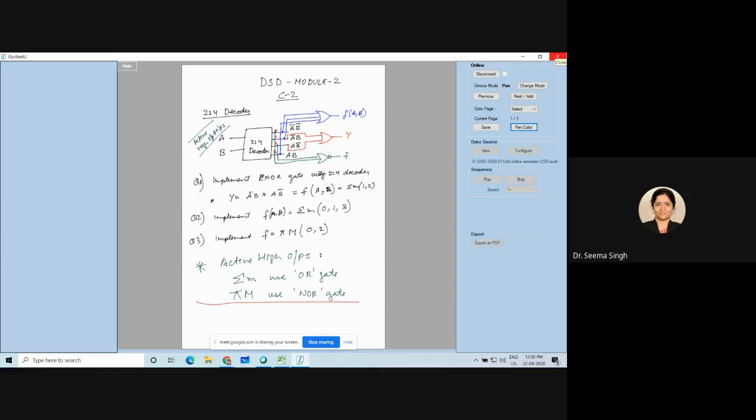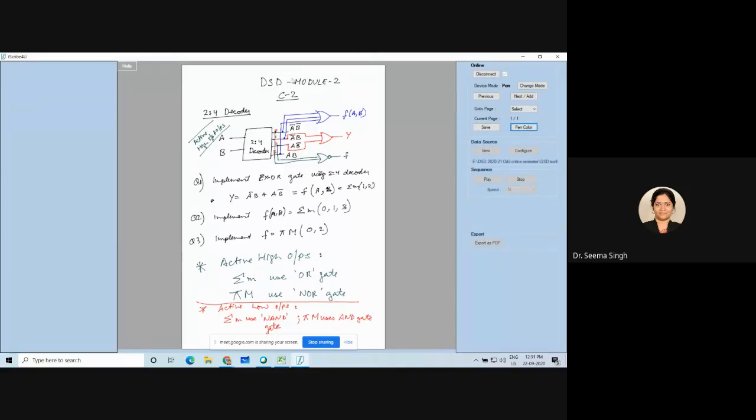Okay, so the second important point you have to note here is, if you have an active low output. What do you mean by active low output? You will have a bubble at the output here. That means it's an active low output. So if you have an active low output, then the summation of minterms uses a NAND gate, and maxterm uses an AND gate. Now you should analyze it. Let me see if you can analyze and tell me.